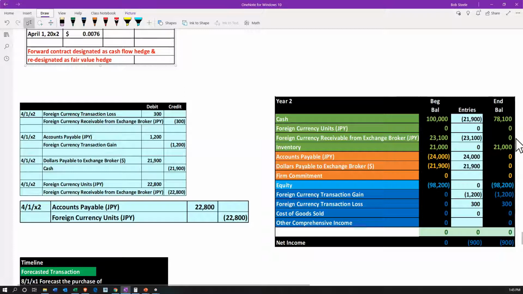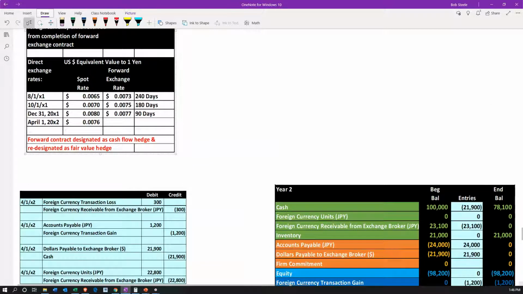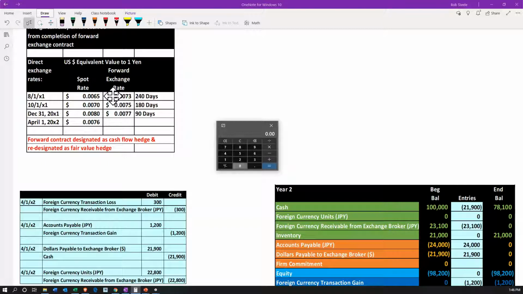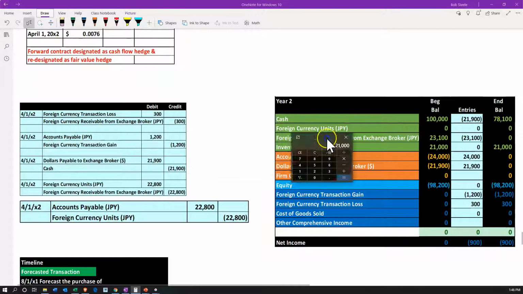Then the foreign currency receivable from the exchange broker has gone back to 0 because we have received the 3 million yen, which we put on the books when we first recorded that item. The inventory is now on the books at the 21,000. This is where the new kind of thing, the change, is. Notice that 21,000 is simply what we put it on the books for at the current spot rate when we got the inventory. So we got the inventory on 10/1, we took the 3 million, we multiplied it times the 0.007, and we put it on the books at the 21,000 at that point.